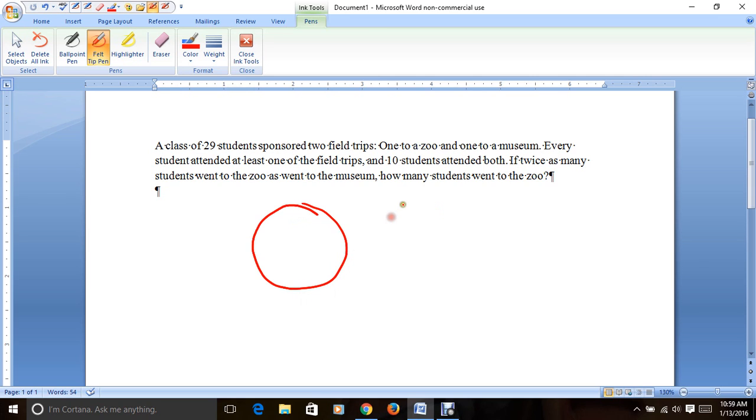groups of people. We have the people who just went to the museum. I'll make this the museum circle, and I'll make this the zoo circle. So the people in this spot here just went to the museum. So just museum. And then we have the people who did both in here, and that, according to the problem, is just 10 people. So we've got a group of 10 people here who did both. And then we have the people over here who just went to the zoo.